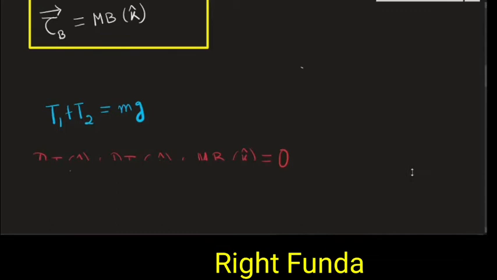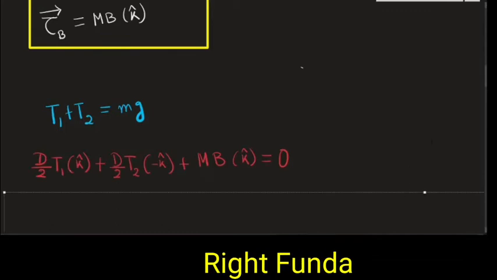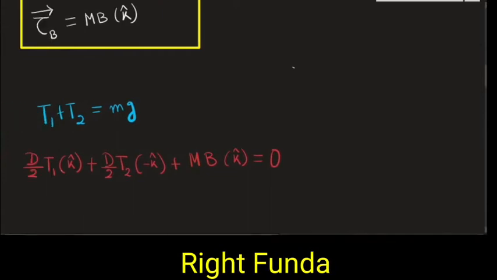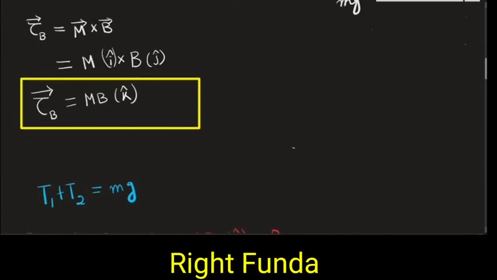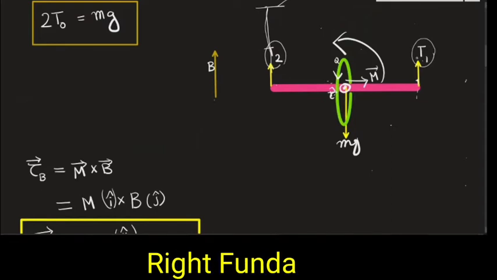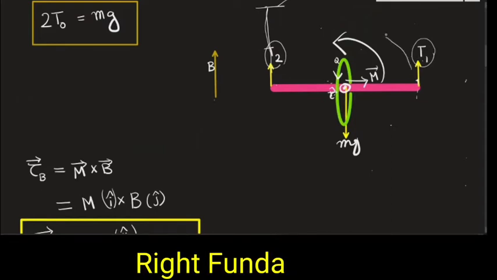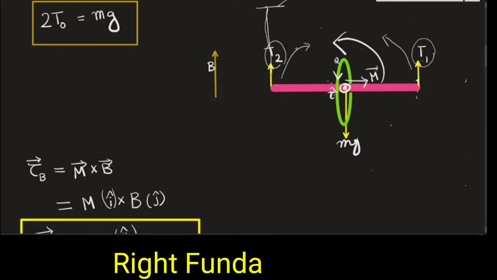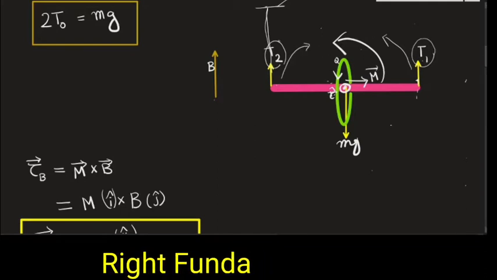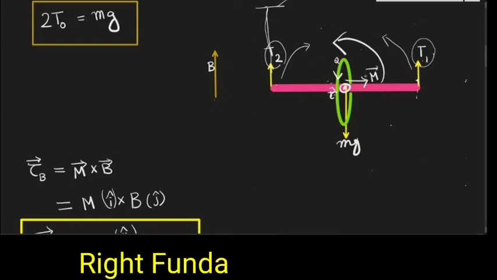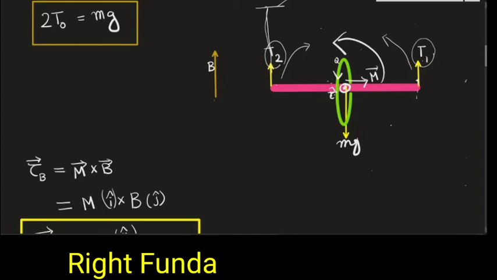And if you see the torque equation, d by 2 into T1 k cap, plus d by 2 into T2 minus k cap. Here this is d by 2. I cap cross j cap is equal to k cap. This also will try to rotate like this, and this torque will be rotating like this. So this torque plus this torque must be balancing this torque. The tension has to be more than that, so that it can balance the torque due to the magnetic force as well as the torque due to tension.